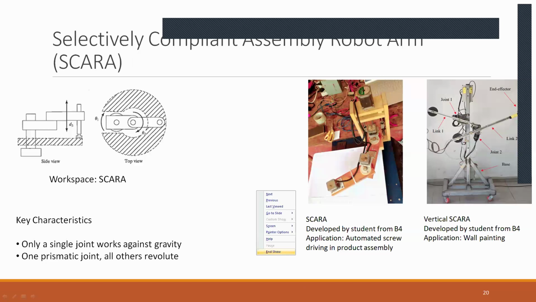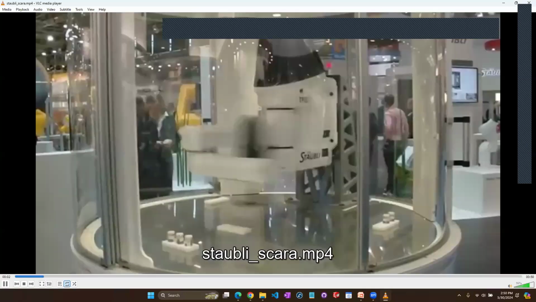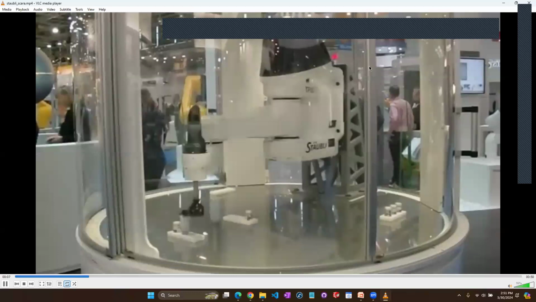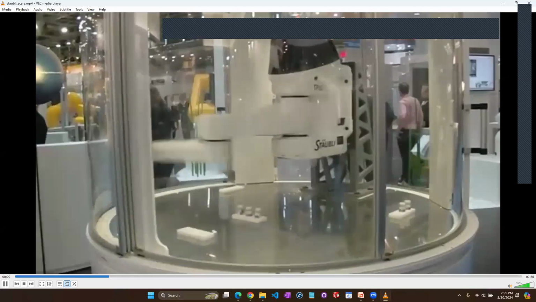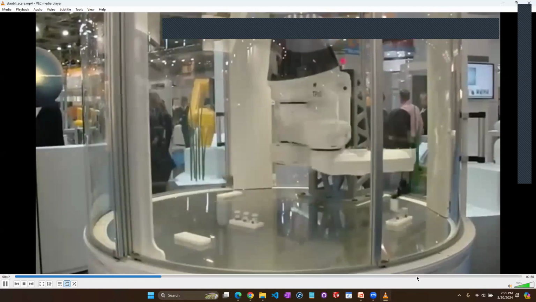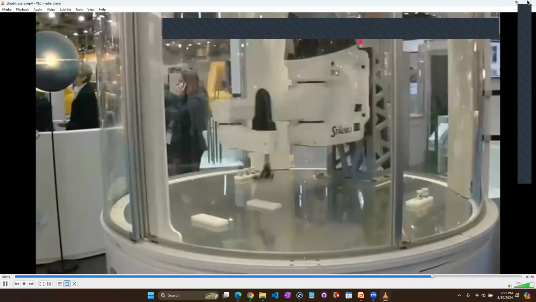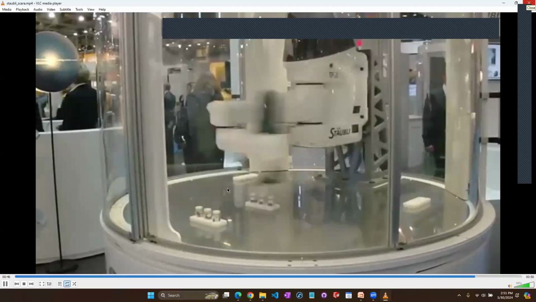I also have a video on this just to show you how fast SCARA robots are. This is from the German brand Sauter, and it's not a fast forwarded video. As I said, it's not fast forward. This is how fast SCARAs can be. That's big.